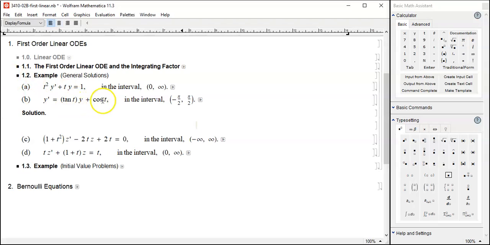Okay, is this in a standard form? Almost. I don't have a leading coefficient here, so I don't have to divide anything, but I'll have to flip this one over to the other side. So y prime minus tangent of t, y is equal to cosine of t. That's the standard form.